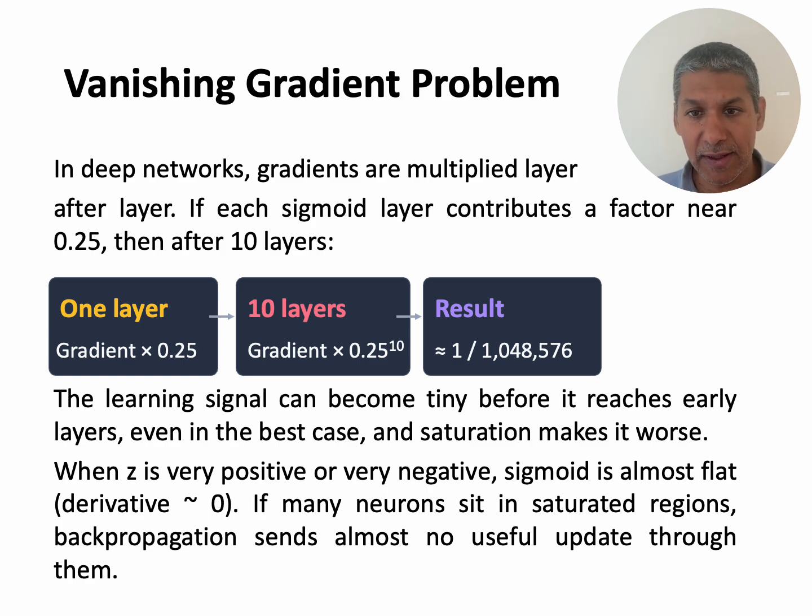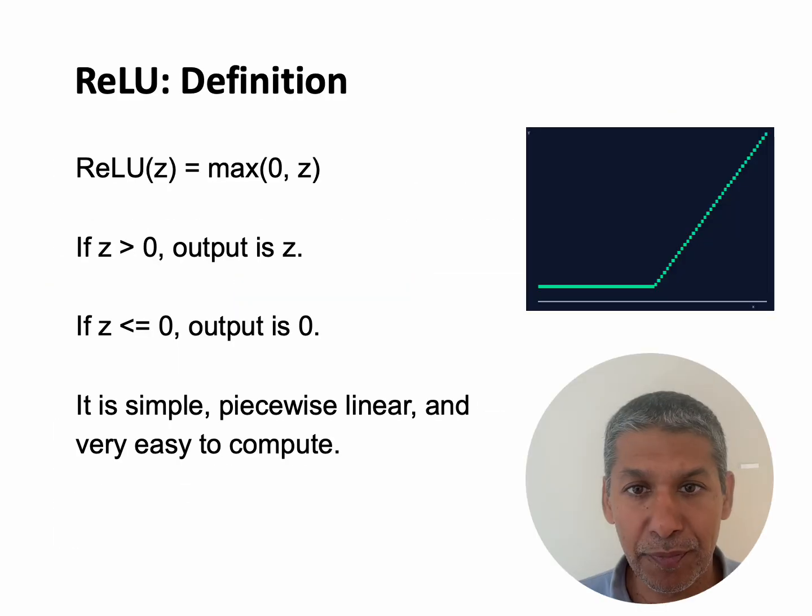And that is really the problem with the sigmoid function for deep learning networks. And when z is very high or very low, sigmoid is essentially just flat. That means sigma prime is equal to 0. Okay. So if many neurons are sitting in the saturated state, your backpropagation isn't really doing much at all.